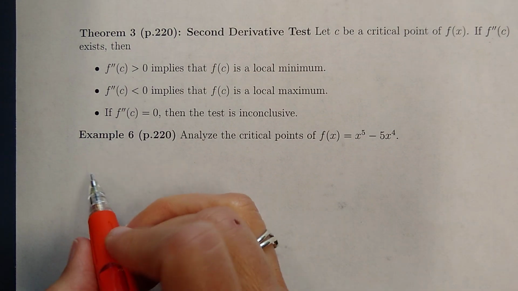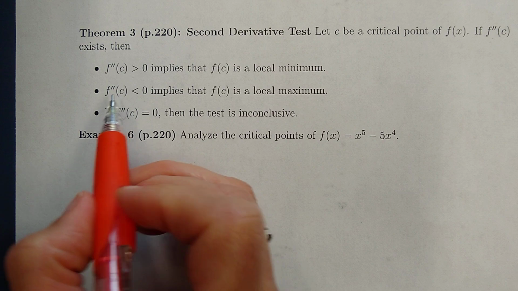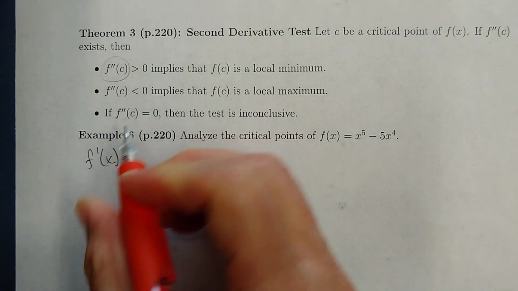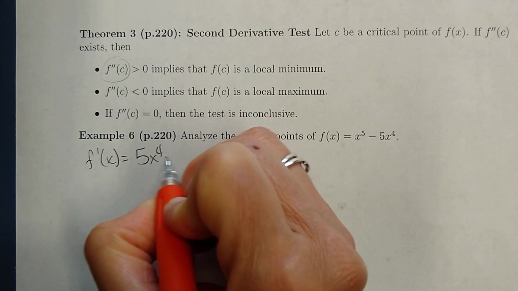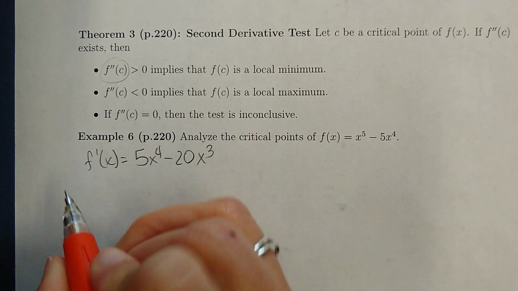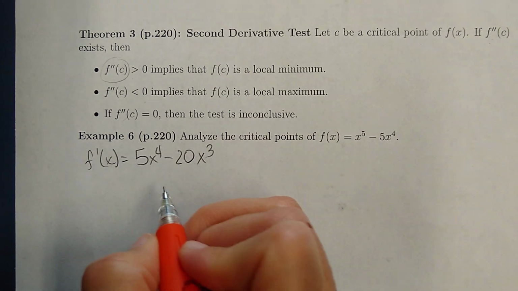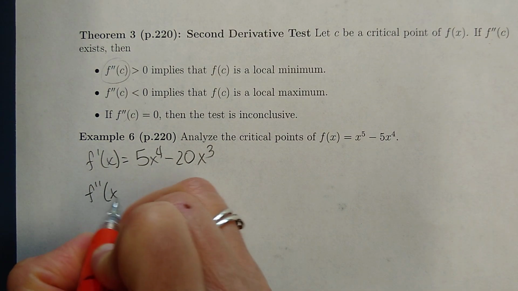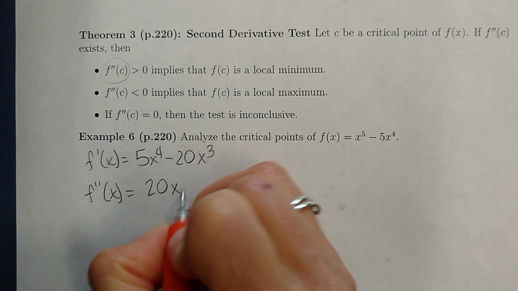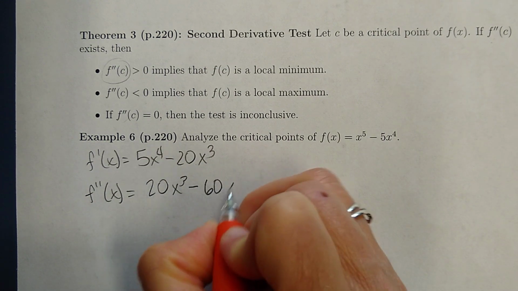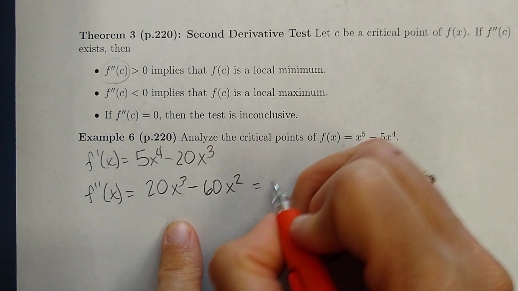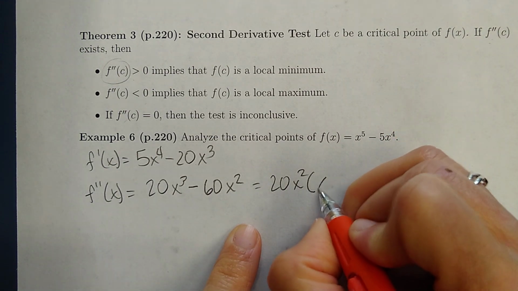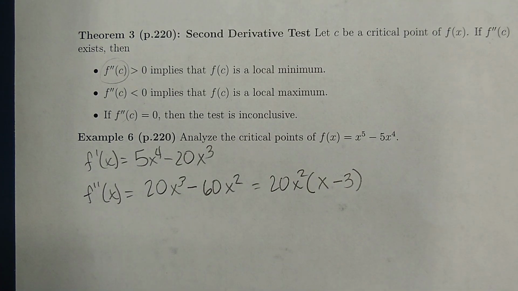So let's jump right into this test. To use this test, we're going to need the second derivative. So let's take the first derivative of f. That's 5x to the fourth minus 20x cubed. And the second derivative is 20x cubed minus 60x squared. Let's write that in factored form for our convenience. I'm going to factor out a 20x squared, and I'm left with x minus 3.